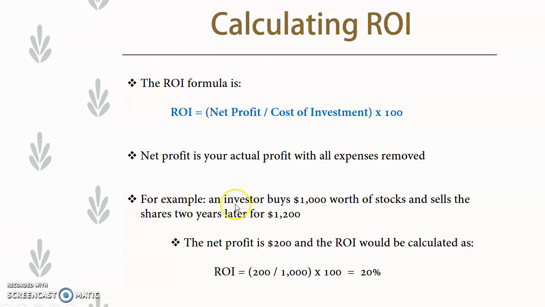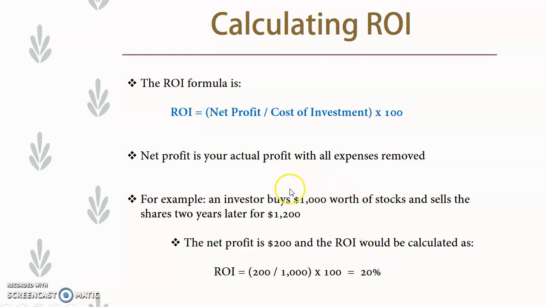For example, an investor buys $1,000 worth of stocks and sells the shares 2 years later for $1,200. He's invested $1,000, but he's getting $1,200 later on after 2 years. The profit here clearly is $200. So your net profit is $200. You divide that by the initial investment, $1,000. So $200 divided by 1,000 times 100 is a 20% return on your investment.